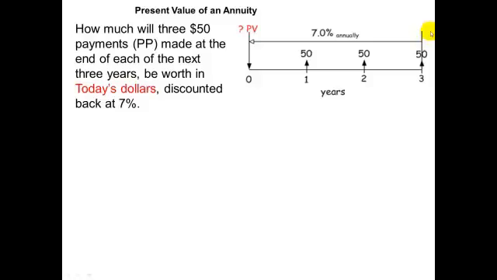We're out here in the future and we've made 3 $50 payments, and we forfeited the fact that they could have earned us 7% interest, or that's what the interest was at the time we did this. So the question is, how much are those payments worth that we made when the rate was 7% interest? How much are they worth right now, or what's the present value of this annuity?